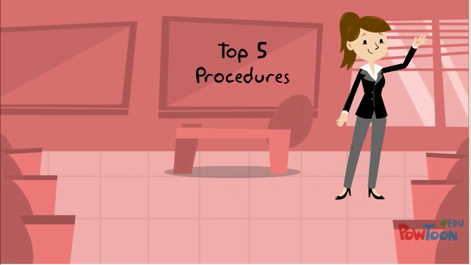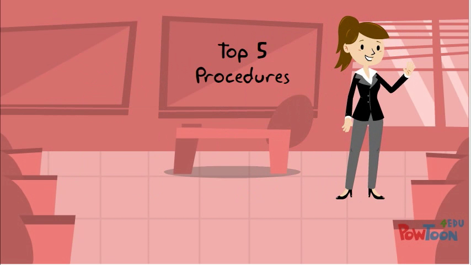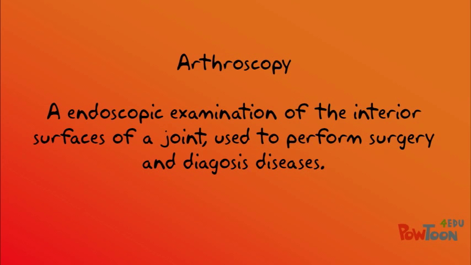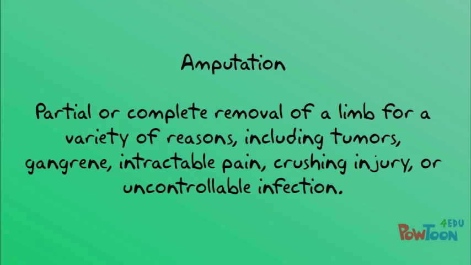We will now go through the top 5 procedures of the musculoskeletal system. An arthroscopy is an endoscopic examination of the interior surfaces of a joint used to perform surgery and diagnose diseases. An amputation is a partial or complete removal of a limb for a variety of reasons, including tumors, gangrene, intractable pain, crushing injury, or uncontrollable infection.